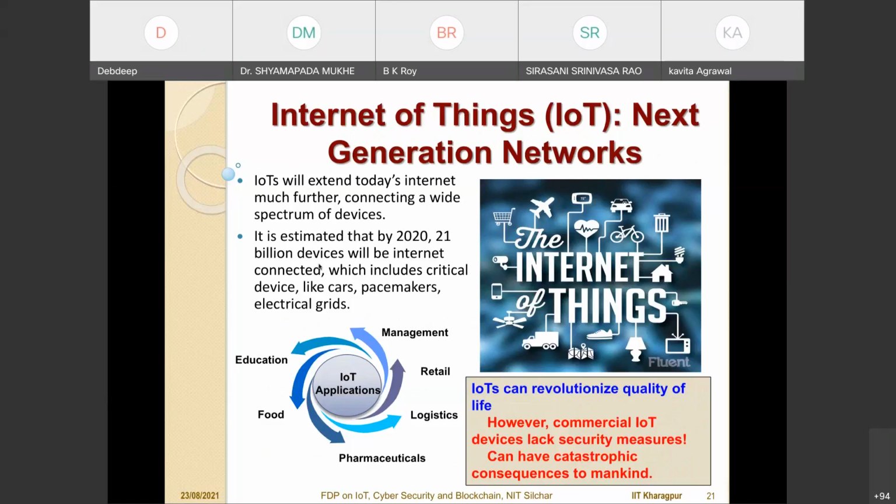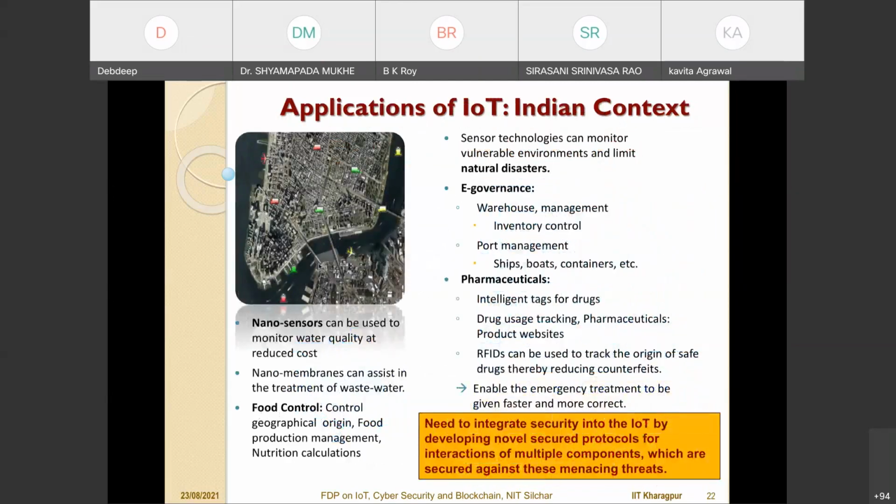So we know that IoTs are expected to extend our Internet of Things, and we know that several billions of devices are expected to be communicated and connected. While IoTs can revolutionize the quality of life, commercial IoTs, the IoT that we buy from the market, often lack security measures, and it can really have bad consequences.